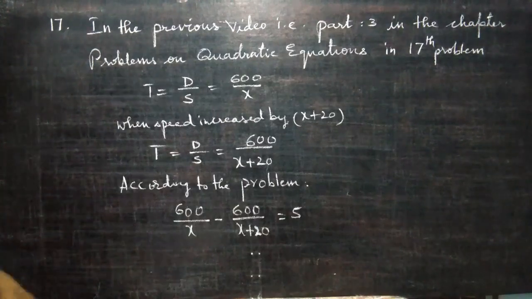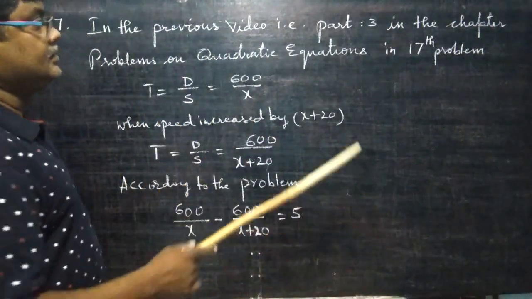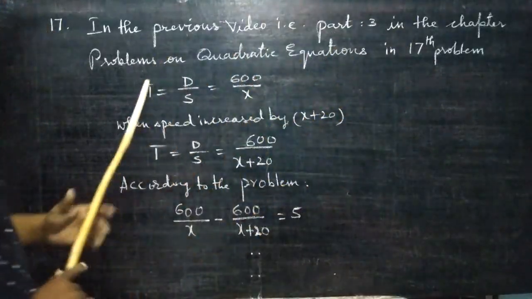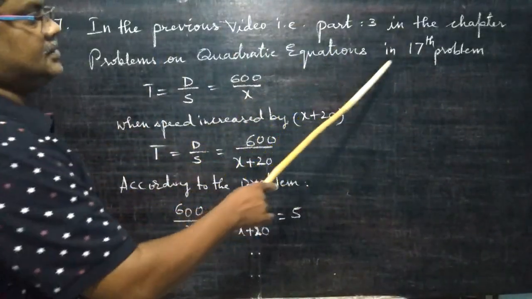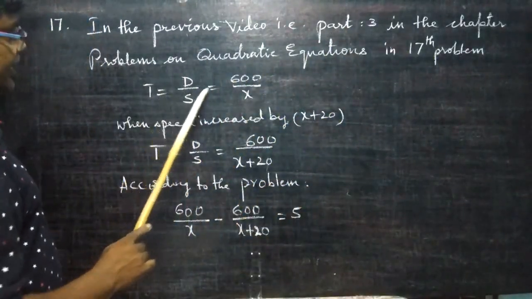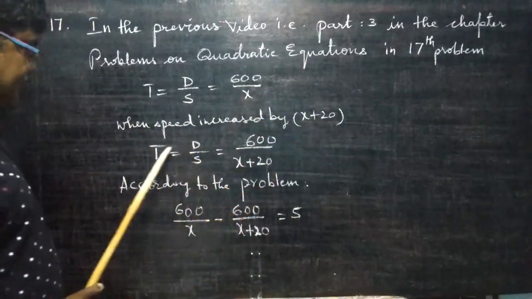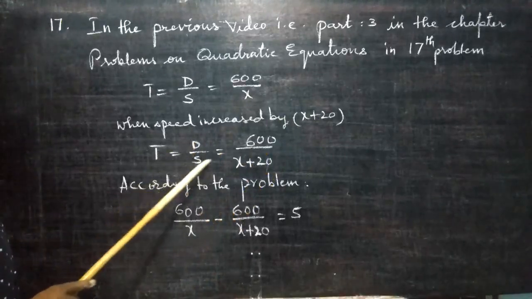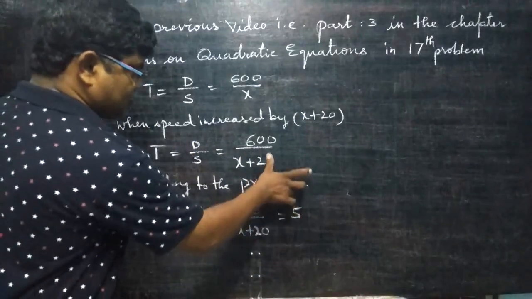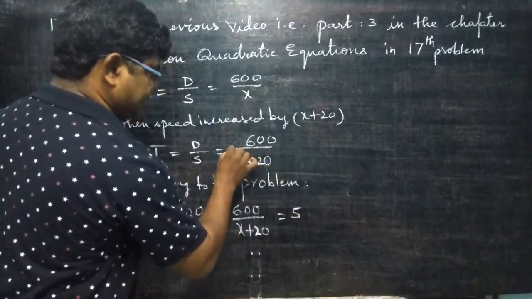Hi students, in the previous video 17th problem there is a small correction. Please see that one. That is part 3, the chapter on problems on quadratic equations. In the 17th problem, time is equal to distance by speed, 600 by x. When speed is increased to x plus 20, the time is 600 by x plus 20. I have written x plus 2. If you observe, it is x plus 20, so write 0 and correct that one.